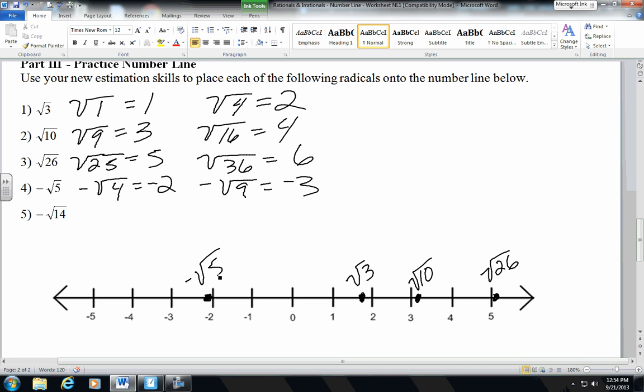Negative square root of 14 is going to be in between the negative square root of 9, which is negative 3, and the negative square root of 16, which is negative 4. So our dot should be between the negative 3 and the negative 4, and it should be closer to the negative 4. So right in there should be our dot, negative square root of 14. So that's all there is to graphing these rational numbers on a number line, estimating their square roots by using perfect squares.